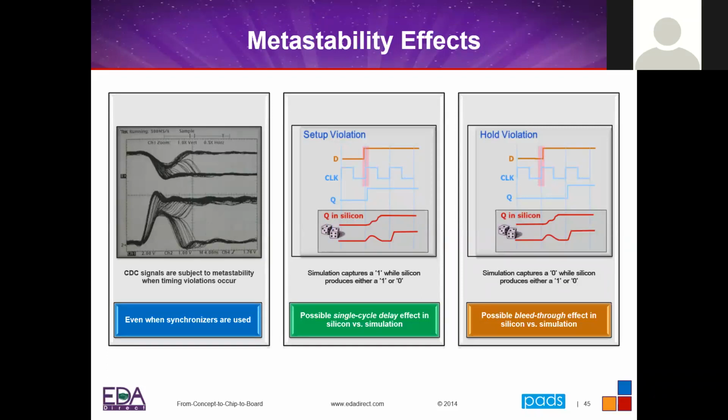We kind of talked about this, what it is, and it's basically if the data is changing too close to the clock edge, you can get a setup or a hold violation, which will cause metastability, and then it'll cause it to go to some unpredictable state, either 0 or 1.